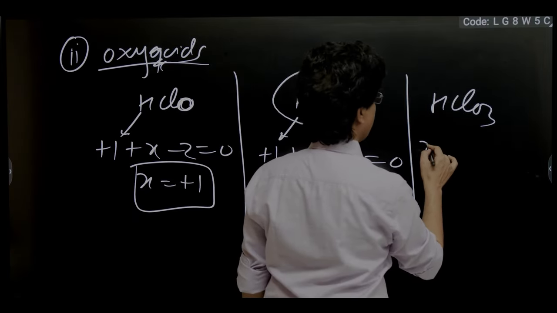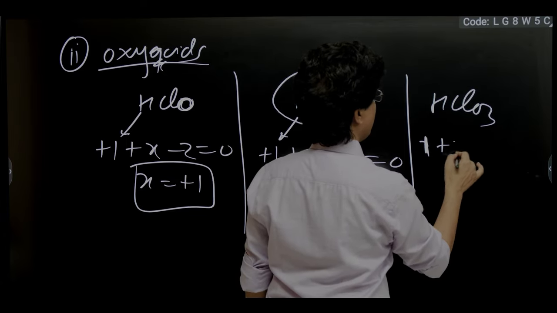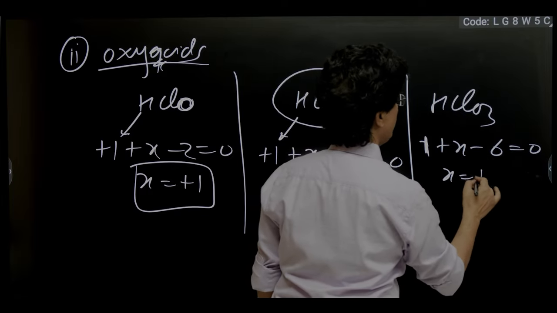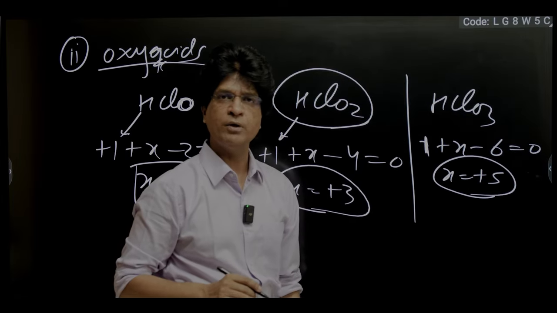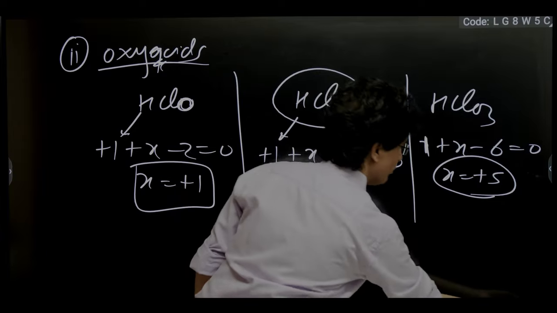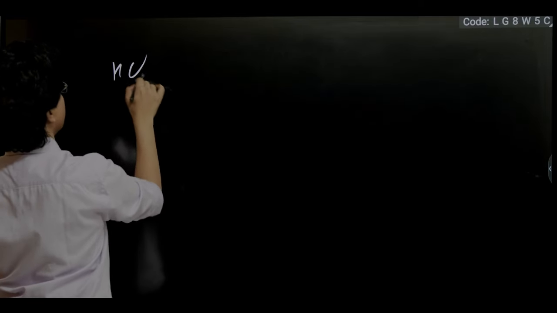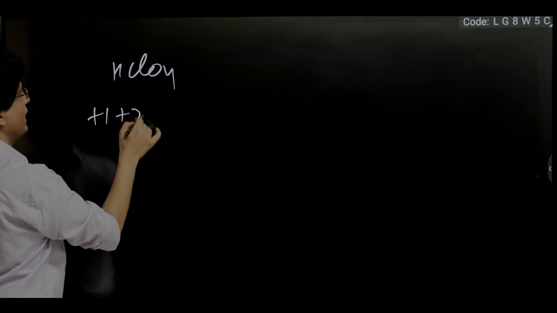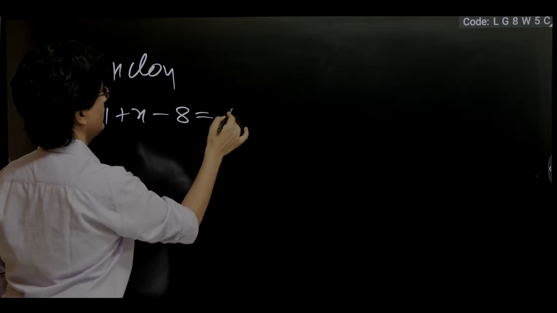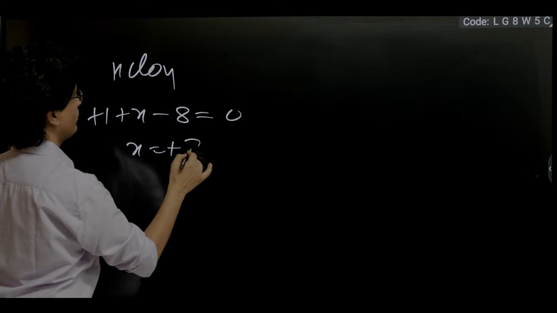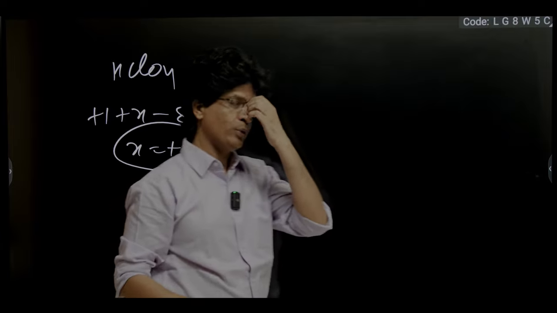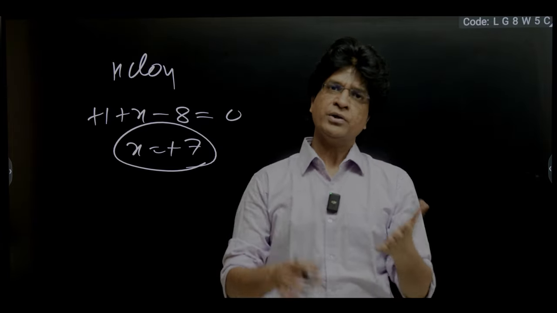Out here, again, it will be plus 1, X and minus 6 is equal to 0. X will be equal to plus 5. Yes or no, beta? Are you all getting that? And there is one more acid left, that is called HClO4, and this will be again plus 1, X and minus 8 for oxygen equal to 0, X will be equal to plus 7. So this is the basic which is required to handle the coming questions. Okay, so let's try that now.